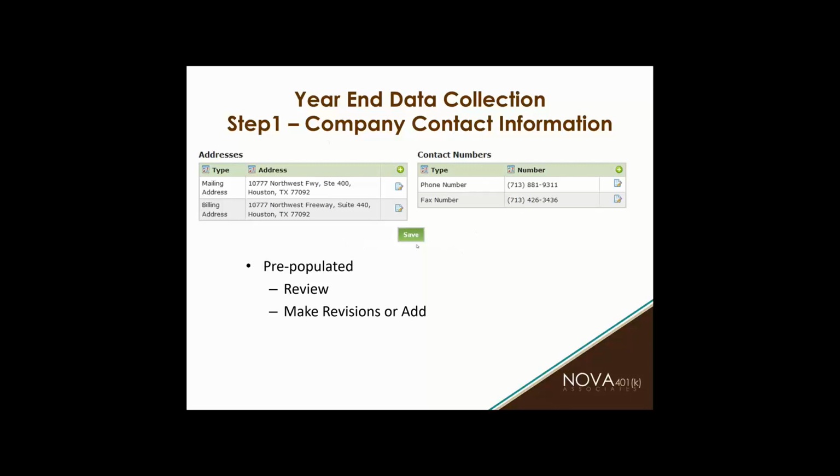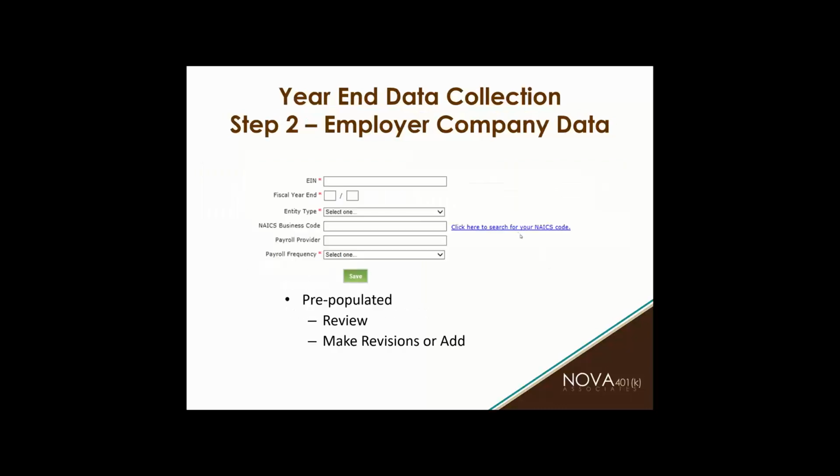If everything looks correct, simply hit save and move on to step 2. Step 2 has the employer company data. So we already have some information in here, and some information we might not have because we didn't have it in there from the prior year, or you're brand new to NOVA and we didn't have that information yet from you. So please complete this as much as possible.